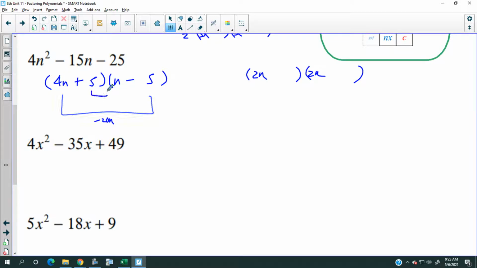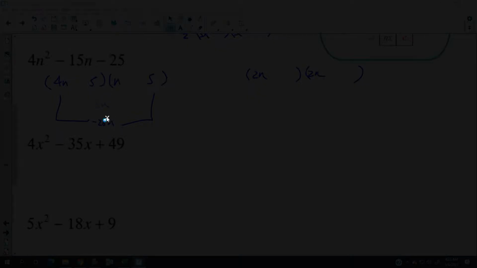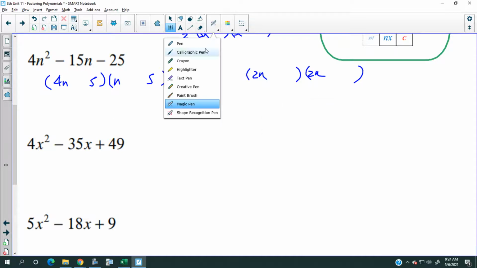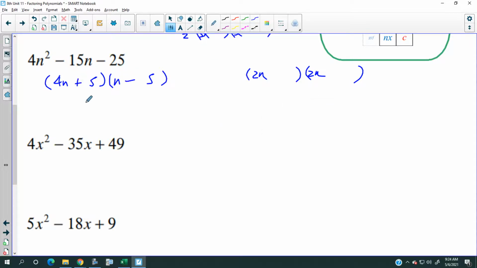Now let me double check. So that's 5n, that's negative 20n. I'm stuck here. Hold on. All right, so that's negative, that's positive, and I can check, right? So 15n, yep, negative 20n, yep, good, that's it, all right?